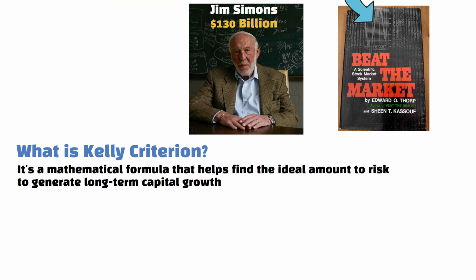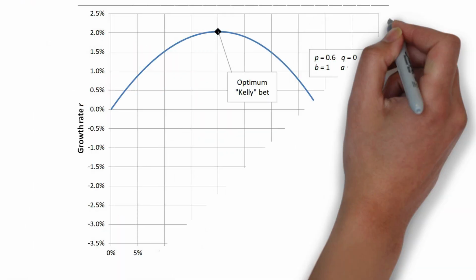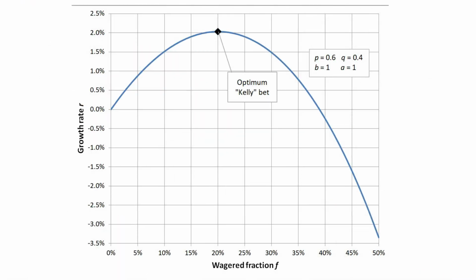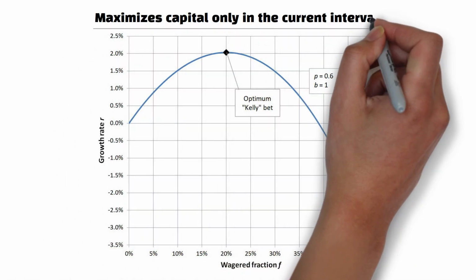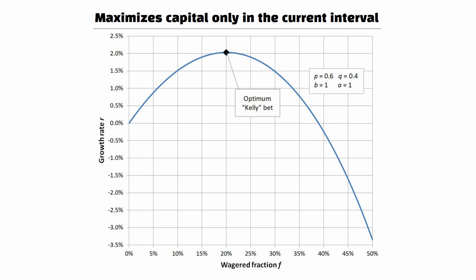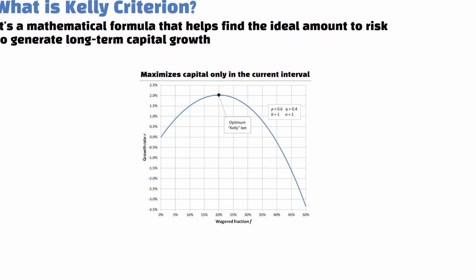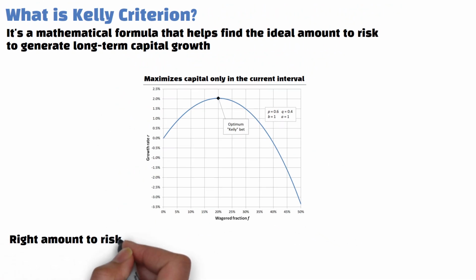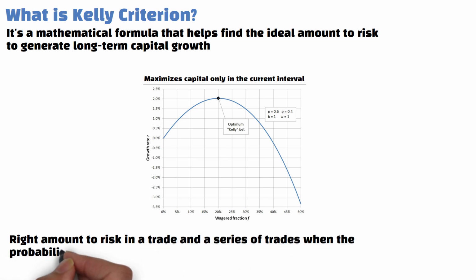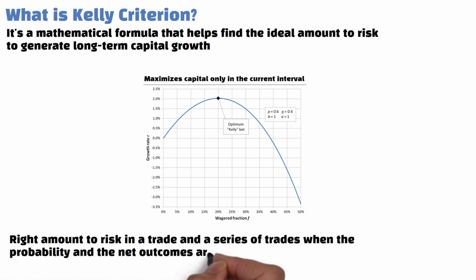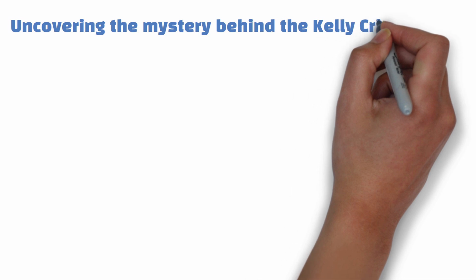The Kelly formula uses the logarithmic function in his studies. He shows that the logarithmic function maximizes the long-term growth rate, but it is myopic in that it maximizes capital only in the current interval, independent of previous or future information. Essentially, Kelly tried to define how much is best to risk in a single bet, and consequently in a series of bets when the probability and net outcomes are known. This miraculous calculation serves as a guide toward the optimum stake or position size for any given event.